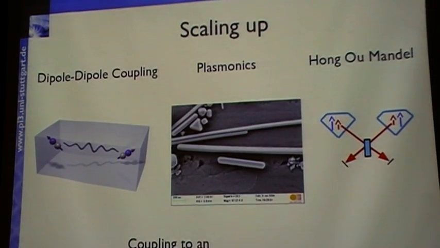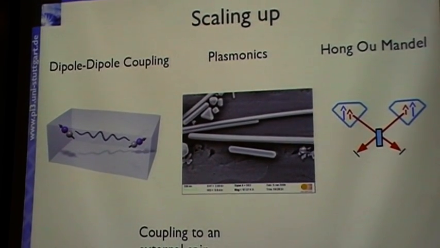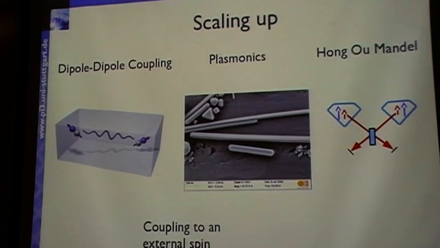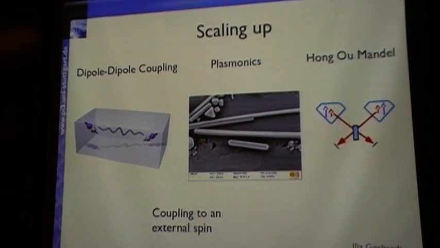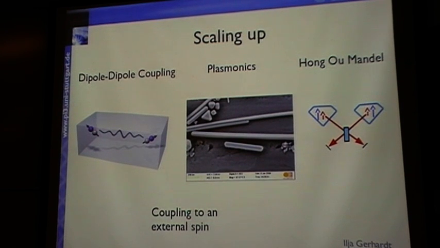So the question is, how can we scale up? This is what we are doing and what we are trying to push. Now I'm coming to the implementation here. For dipole-dipole coupling, you have to be very, very close, closer than 30 nanometers, to have an effective dipole-dipole coupling. I'm doing some experiments with plasmonic structures where you have two NV centers or two molecules on a plasmonic structure.